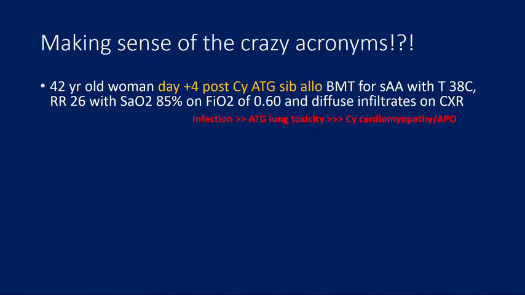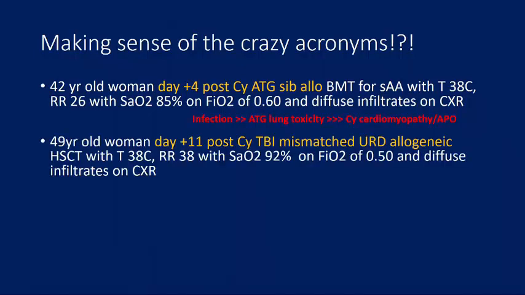For the second case, you've got a similar middle-aged patient who has essentially the full house of risk factors for diffuse alveolar hemorrhage. They are at the time of engraftment, about day 11, they've had total body irradiation and they're a mismatched unrelated donor. So diffuse alveolar hemorrhage is the top of the list.